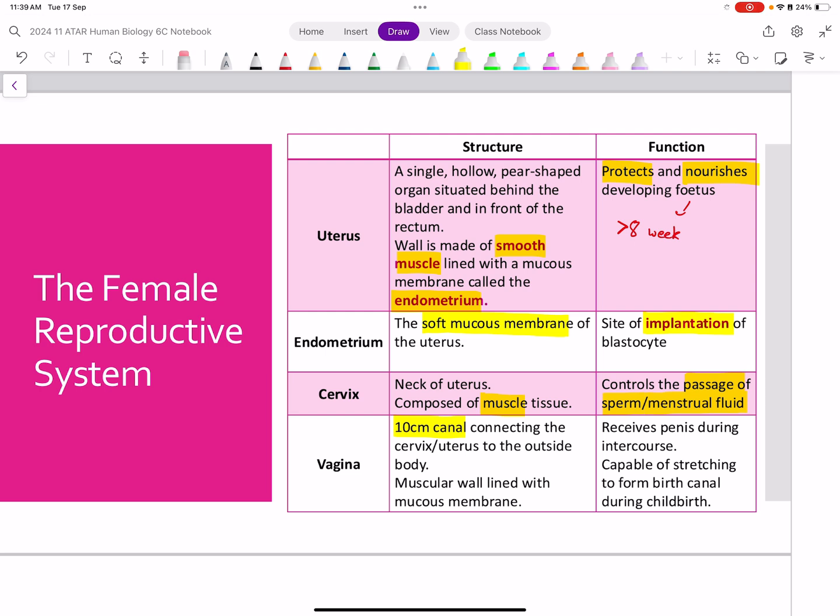It, similar to the cervix, is a muscular wall and it is lined with a mucous membrane. Now it has two main jobs. During sexual intercourse, it is what receives the penis, and during childbirth, it is what forms the birth canal.